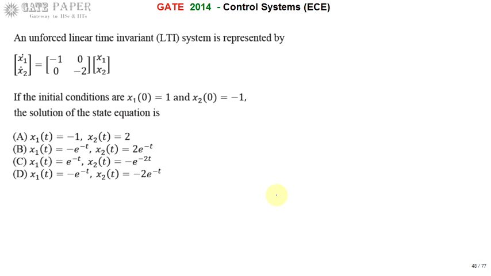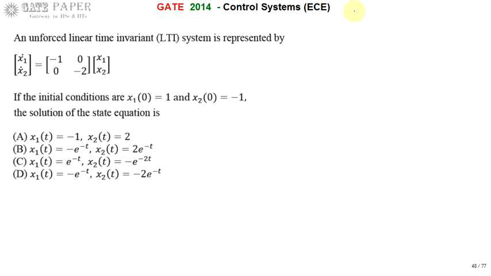Hello, we are discussing the GATE 2014 ECE paper. An unforced linear time invariant system is represented as shown, and the initial conditions are also given. You need to find the solution of the state equations. Unforced linear time invariant system.